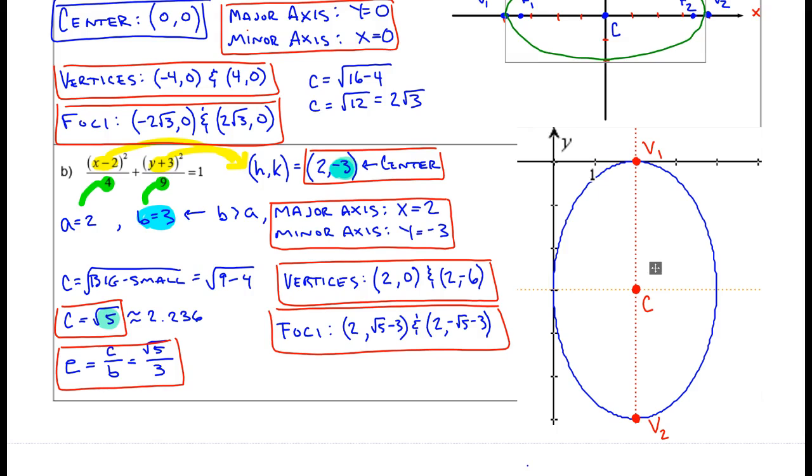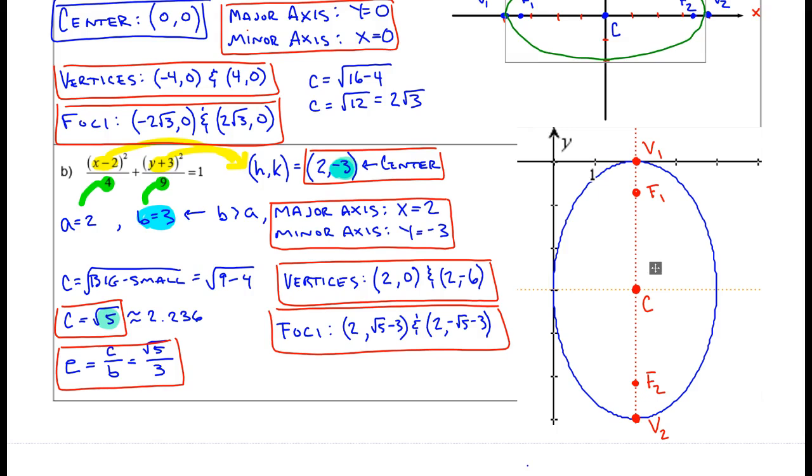Now those are going to lie on this line right here, which is my major axis. And if you calculate the decimal equivalent of each of those y coordinates, you're going to get about negative 0.76 here for the first focus, and about negative 5.24 for the second focus. And I think that's about it, folks.